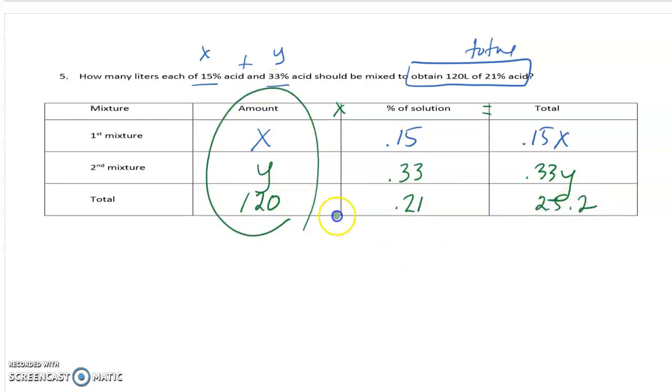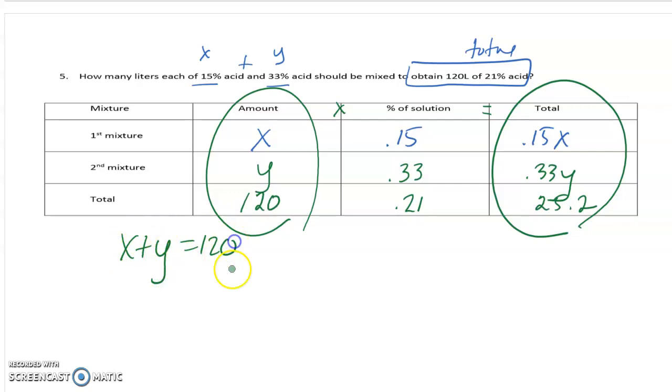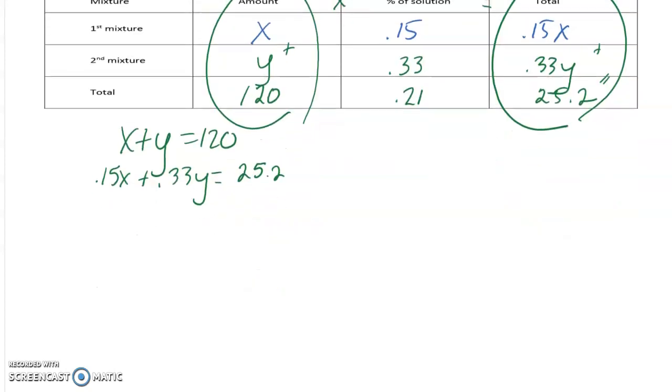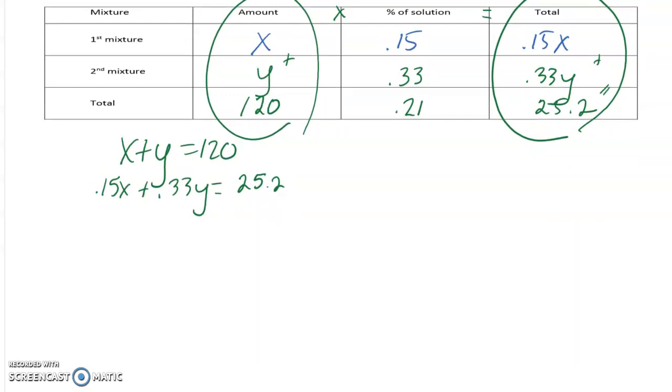So again, my two equations are here. So X plus Y equals 120, and the other one is 0.15X plus 0.33Y equals 25.2. I'm adding X plus Y to get the total. This mixture plus this mixture equals that mixture. And in this one I chose not to clear the decimals. You can do this however you like. Again, I'm going to use substitution. So I'm going to subtract X from both sides, 120. Let's just change that up a little bit.